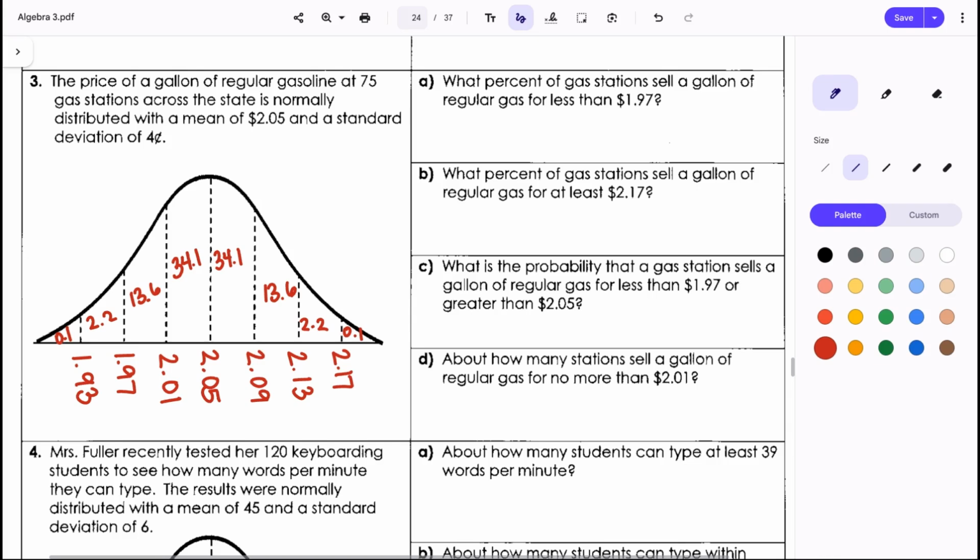Now, I want you guys to read through A, B, C, and D. I'm going to give you a couple minutes. I want to see what you can do with it. We've done one together. See if you can do what we did on that last one, but using your new standard curve.